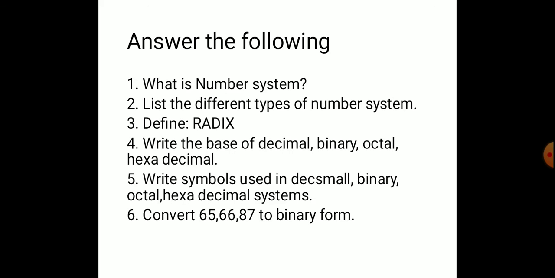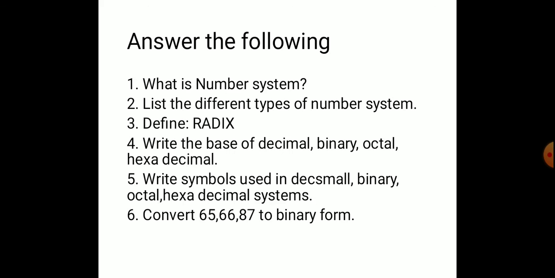For example, in decimal we are using 10 symbols. So the base of the decimal number system is 10. In binary we are using 2 symbols. So the base of the binary number system is 2. In octal we are using 8 symbols. So the octal number system base is 8. In hexadecimal we are using 16 symbols. So the base of the hexadecimal number system is 16.